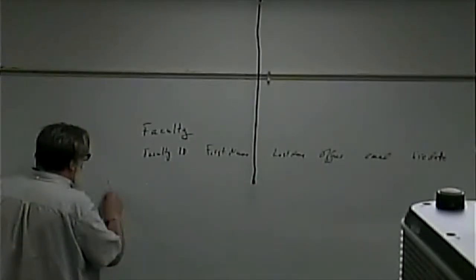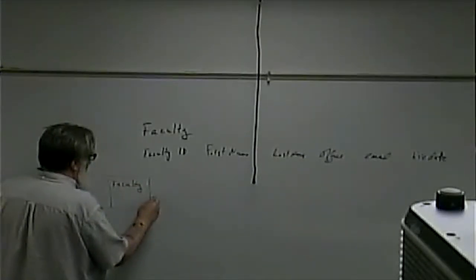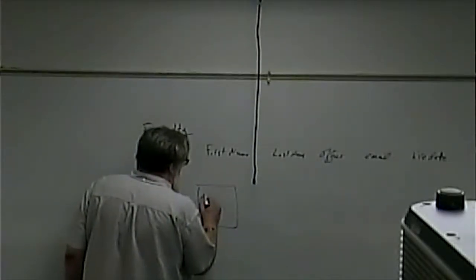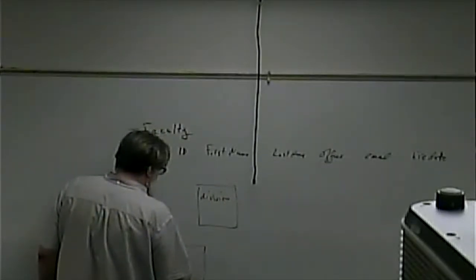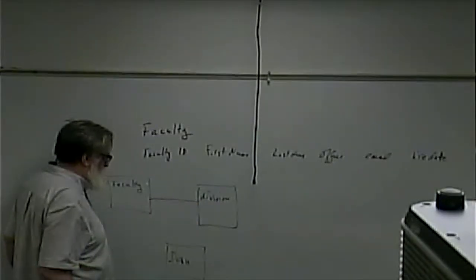If we were going to draw the entity relationship diagram, it would look like this. Faculty has a relationship. Let me just draw the entities, and then we'll define the relationships. Division. And dean. One of the things that we have to come up with is what's called the cardinality of the relationship. What entities have a relationship here? The faculty and the division. Faculty and division. What else?